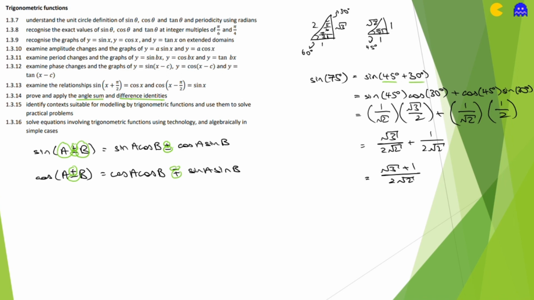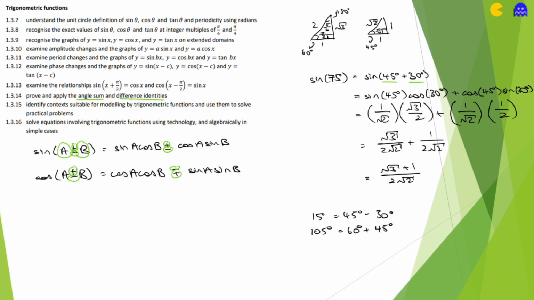And there are several other ways and several other angles, like 15 degrees can be written as 45 degrees take 30 degrees, 105 degrees could be written as 60 plus 45 degrees if we wanted to. And so there are many different angles that you can actually evaluate using these angle sum and difference identities. And I would have a look at Sadler to revise those as well.